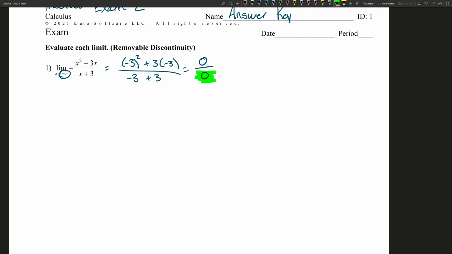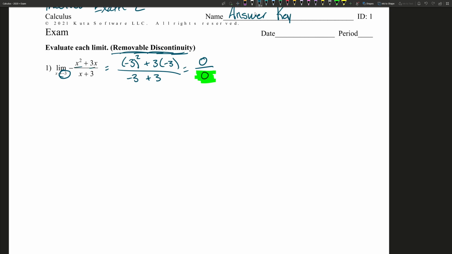When our denominator goes to 0 in a limit, that means we have some kind of work to do. We don't necessarily know what that is, but we have something else to do before we can actually evaluate that limit. The first thing you should always try is to factor out a common factor. And when you do that, that is called a removable discontinuity. The top is factorable, right? The greatest common factor between x squared and 3x is x.